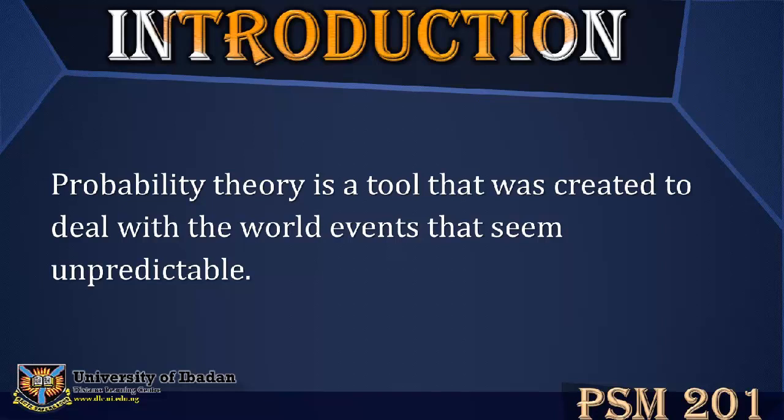Introduction. Probability theory is a tool that was created to deal with world events that seem unpredictable. For example, before getting a surgery, a patient wants to know the chances that the surgery might fail. Before taking medication, we want to know the chances that there will be side effects. Before leaving our houses, we want to know the chances that it will rain today. All of these deal with everyday life, and all of them have to do with chance or probability.